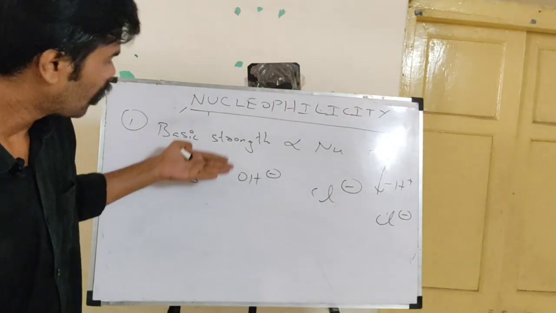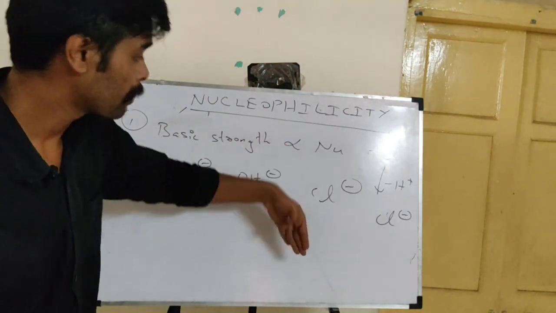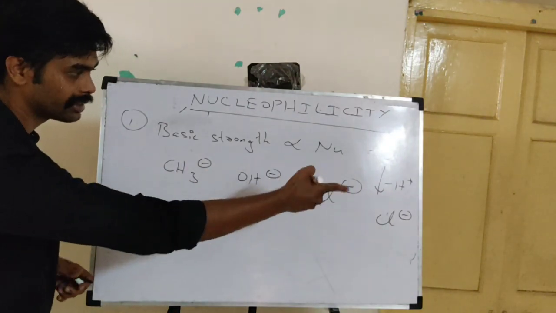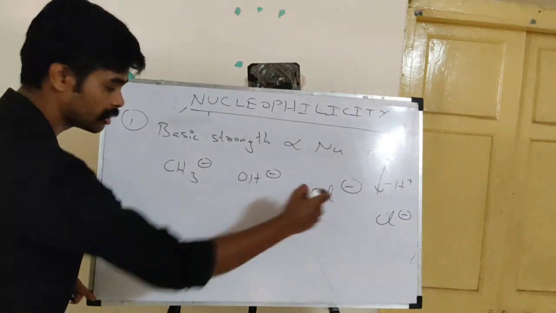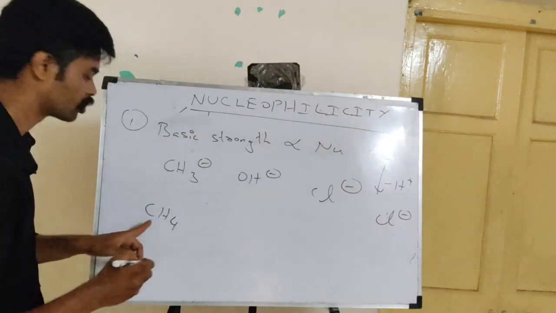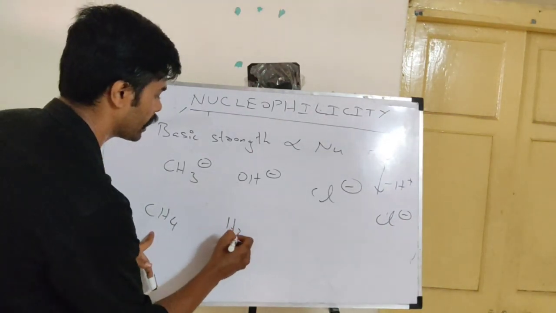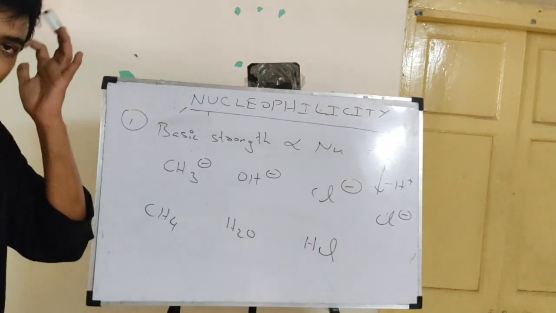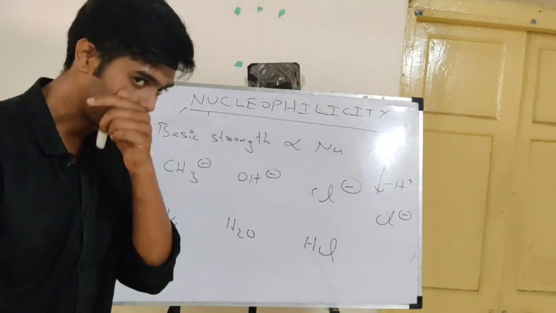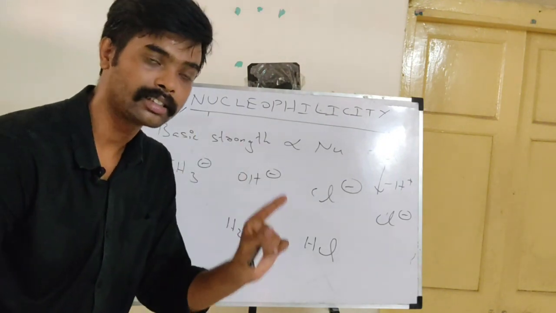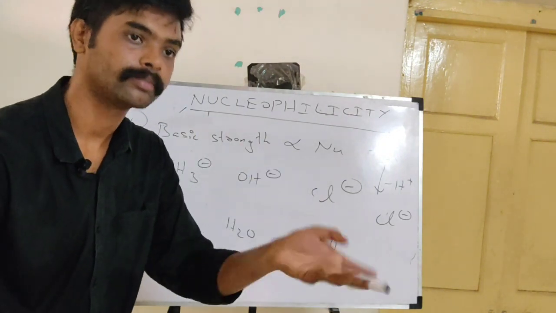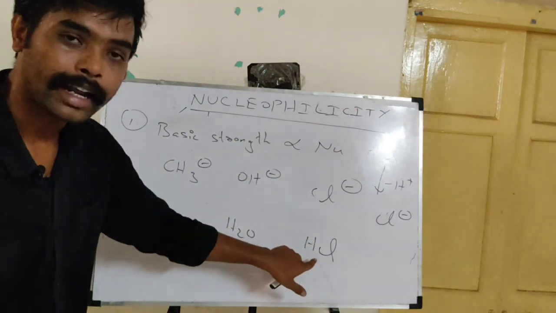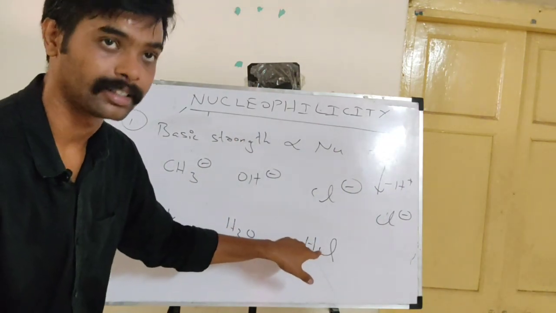Now let me write what can be the acids of all these conjugate bases. I can directly do the opposite, just add H plus to all these species. So I can directly tell you that it's going to be CH4, H2O, and in this case HCl. As I told you, whenever I have strong acids, their conjugate bases are weak, and vice versa. Now I already know HCl is a very strong acid.